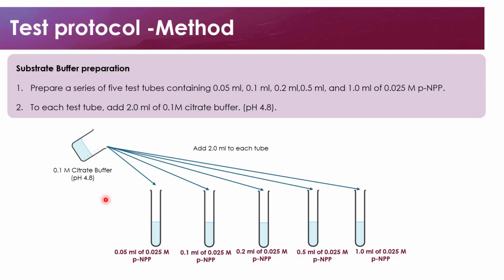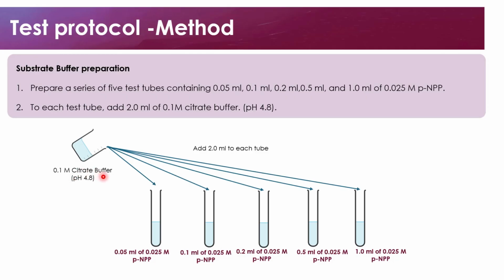So now let's look at the test method. So the first method is the substrate buffer preparation. To prepare our substrate buffer, we prepare a series of 5 test tubes. So these are the 5 test tubes you can see over here, containing 0.05 mL of our artificial substrate, 0.1 mL, 0.2 mL, 0.5 mL, and 1.0 mL of our artificial substrate.